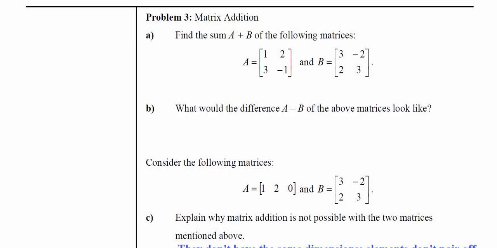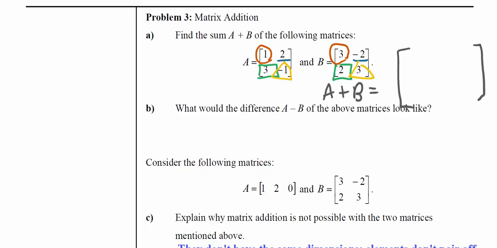In order to add matrices, let's look at problem 3 part A and notice some patterns. We're going to go ahead and add this element of matrix A to this element of matrix B. We will add this element of matrix A to this element of matrix B. This one corresponds to this element in matrix B. And then finally, A22 corresponds to B22.